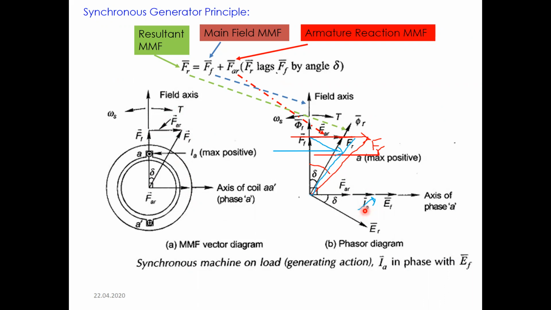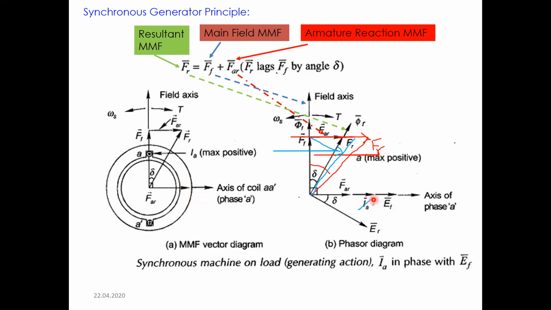MMF means magnetomotive force, and that force is responsible for the setup of flux. This magnetomotive force is directly proportional to the current here. Higher the current, higher will be the MMF, and thus higher will be the flux. Am I right? They are related with the term permeability, if you remember, from AC machines.